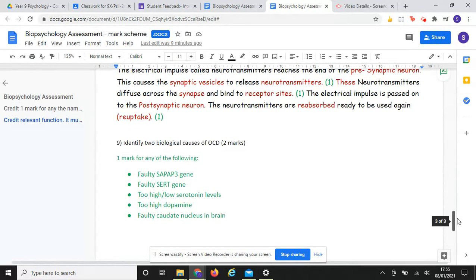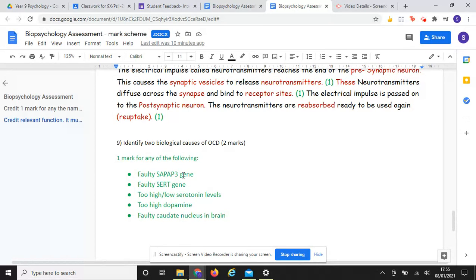And then for the last question, this is just: identify two biological causes of OCD. If you've got any one of these, you get 1 mark. If you've got both, perfect. So it might be the faulty SAPAP3 gene. Remember, we talked about how in rats that gene was removed, and they started obsessively plucking out their hair to a point where they started plucking out the skin. That causes them to have that obsession because there's something wrong with that gene.